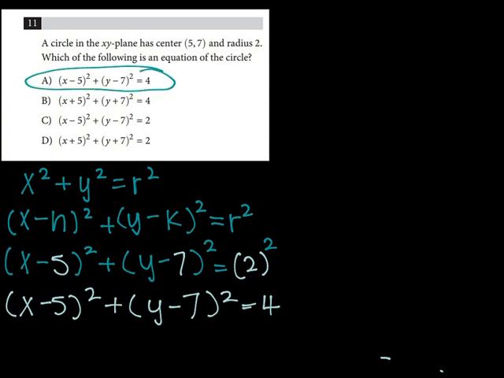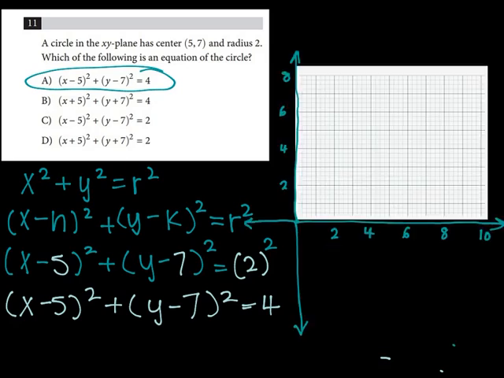So people might accidentally put option B because they get the formula wrong, and since they automatically see 5 and 7, they just assume that it would be x plus 5 and y plus 7. However, you need to just plug in your h and k values into the equation to get it. So we just plugged in 5 and 7, so it would be x minus 5 and y minus 7. Therefore, our answer is option A, x minus 5 squared plus y minus 7 squared equals 4.